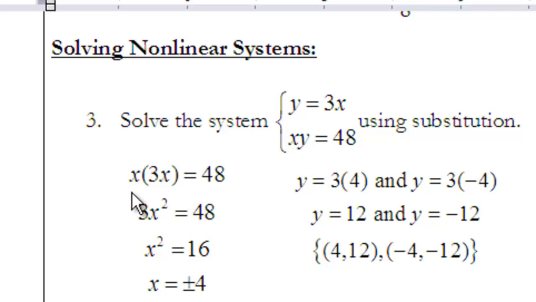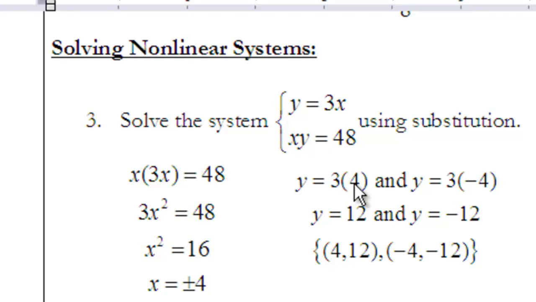Okay? So if I do that, I get x times 3x is equal to 48. Well, that would be 3x squared equals 48. If I solve this for x, remember if you have x squared equals 16, that means there are two solutions, both 4 and negative 4. So to find the y values, that tells me there's going to be two ordered pairs that are solutions to that system. So if I think about it graphically, there's going to be 2 points of intersection between that line and that curve.